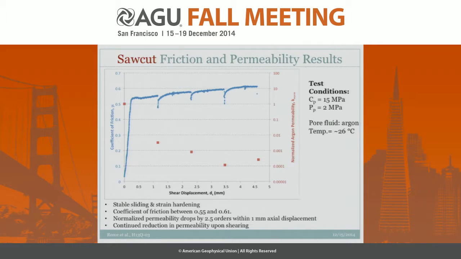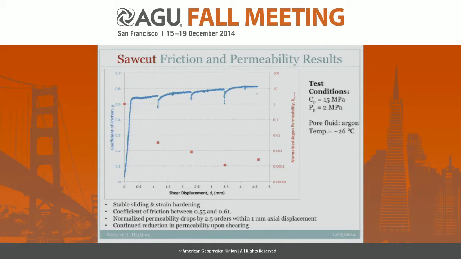Now, we did 5 permeability measurements in total here, 1 pre-shear measurement and then 4 subsequent measurements. And you can see that the fault permeability along the fault plane for the Sawcut sample decreases significantly. It decreases by 2.5 orders of magnitude within the first millimeter, and it continues to decrease.